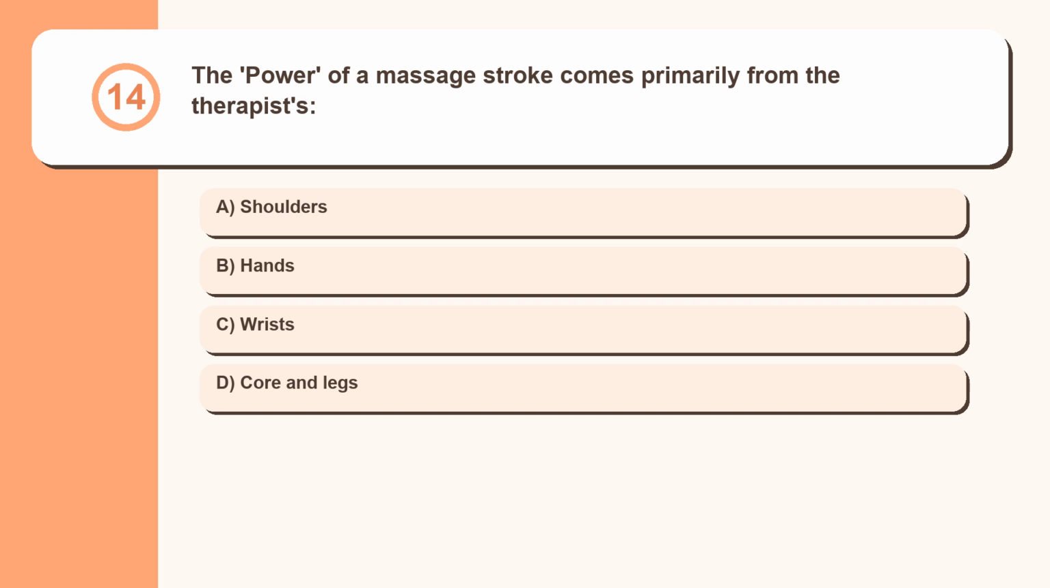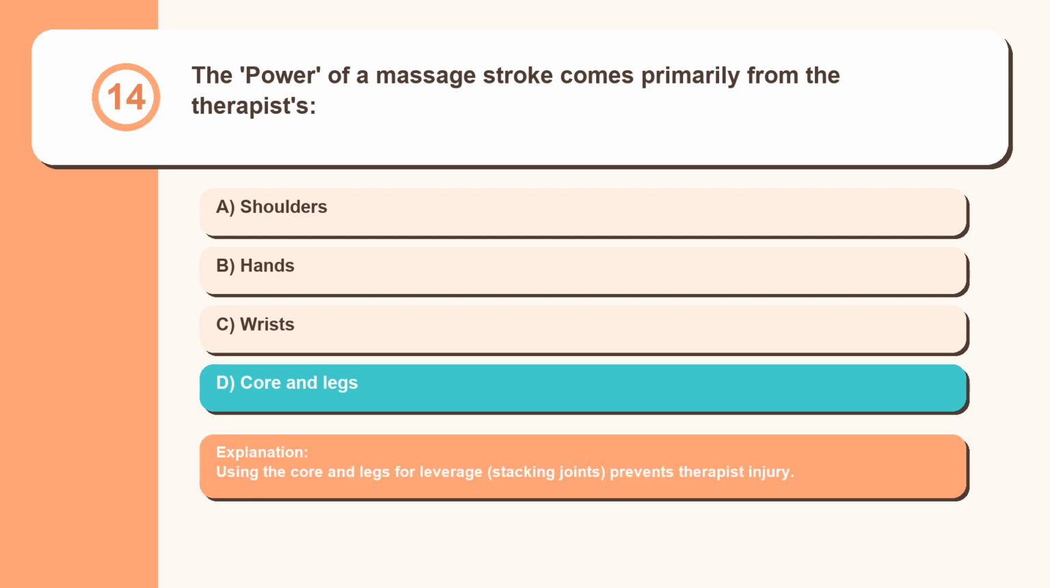Question 14. The power of a massage stroke comes primarily from the therapist's shoulders, hands, wrists, core and legs. Using the core and legs for leverage, stacking joints, prevents therapist injury.